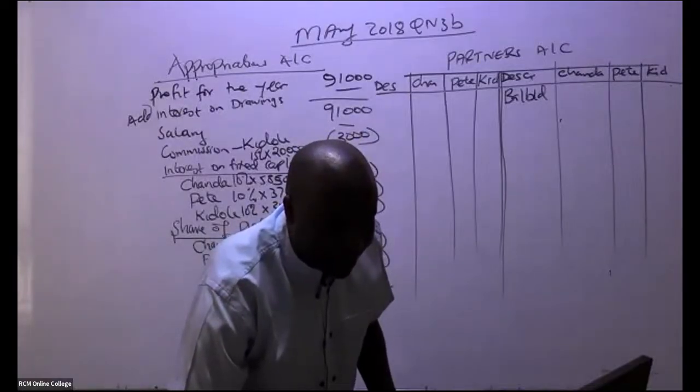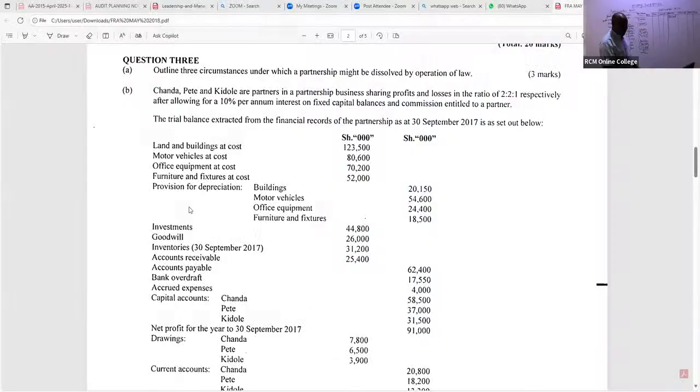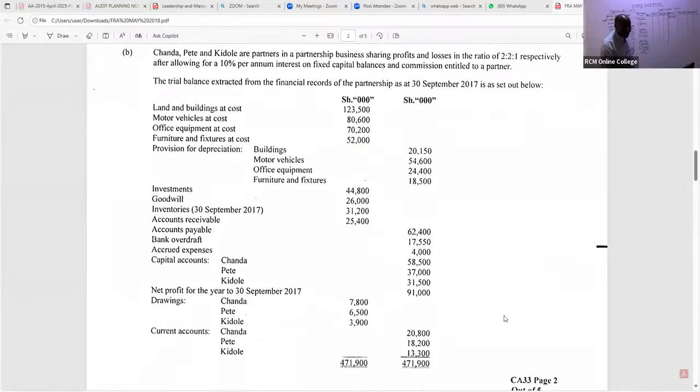Their capital accounts, are you able to see their capital accounts? If you are keen enough, you'll be able to see the capital accounts that are here. We bring forward this. You can see Chanda is getting 58,500 here on the credit side. Pete getting 37,000. Kidole getting, ladies and gentlemen, 31,500.